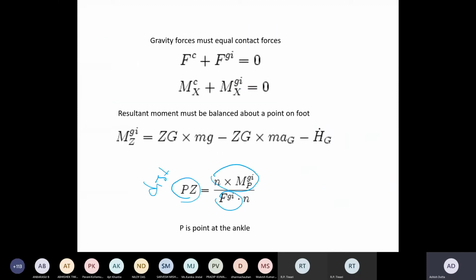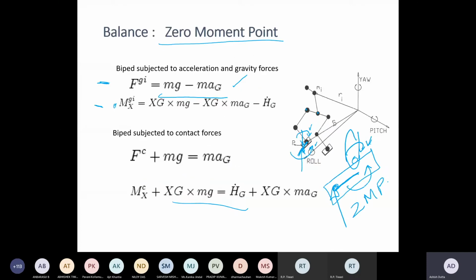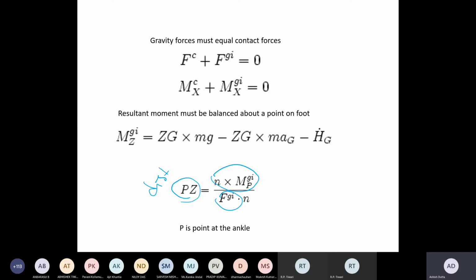Now for balance, we have to ensure that the zero moment point is inside the foot on the ground. It can be anywhere, but it's on the foot on the ground. The moment the zero moment point comes out, the robot will fall. It basically means there is a resultant torque now, and it will fall in that direction. So when we are making the system balanced, we have to ensure that the zero moment point is inside the foot polygon, and we can compute it this way.